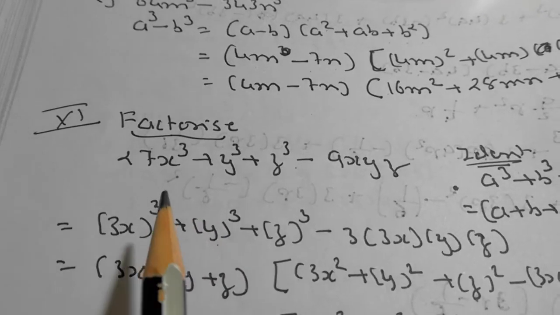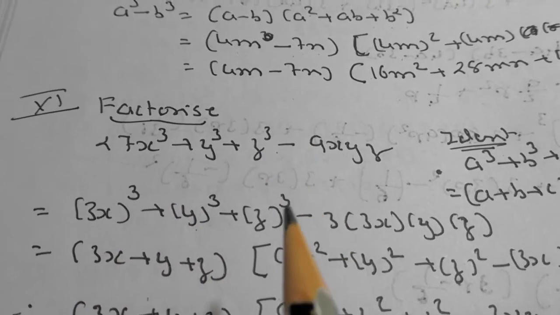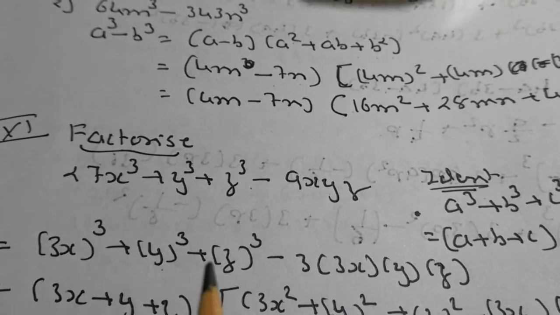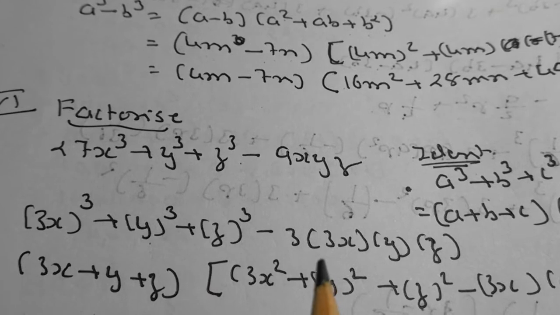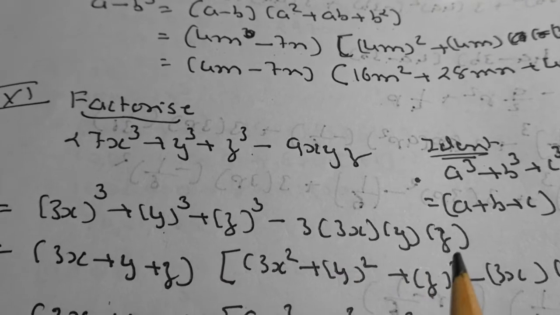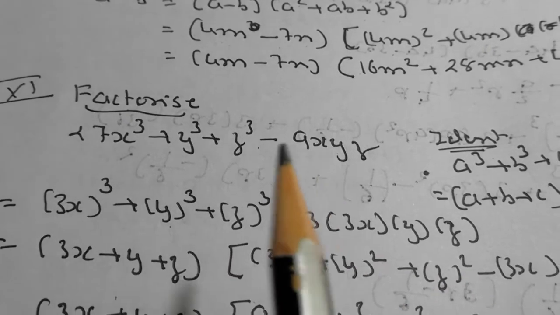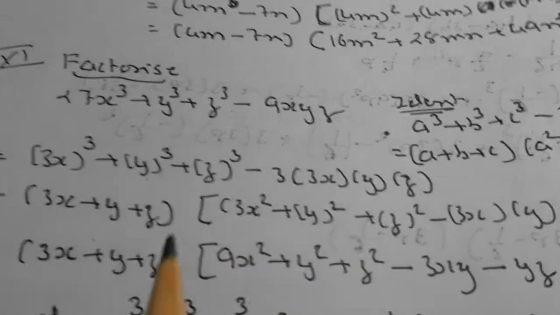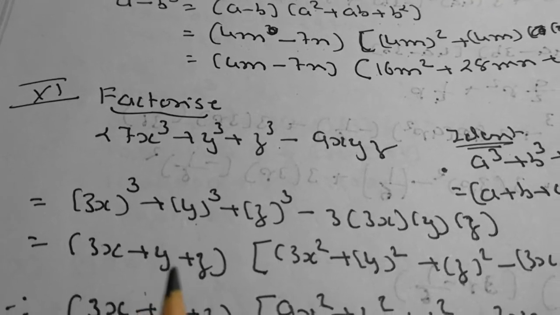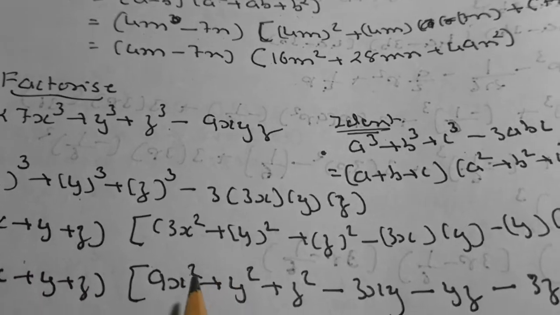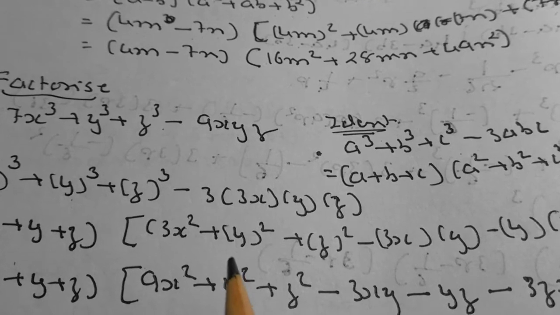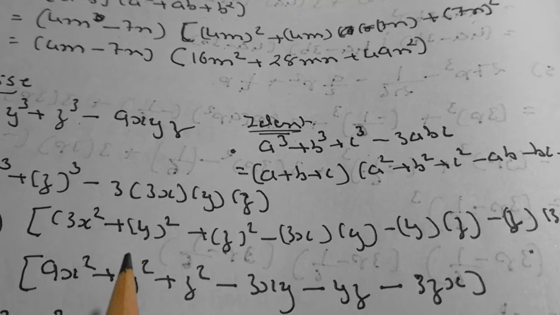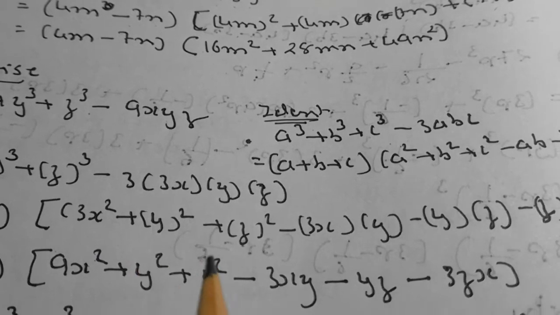27x cube is (3x) whole cube, y cube is y cube, z cube is z cube. 3 into the first term is 3x, second term is y and third term is z. So 3 into first term, second term and third term. Okay, so this I have factorized. Now further I have to factorize in this form a plus b plus c. So it is 3x plus y plus z into first term square, second term square. Okay, first term into second term.